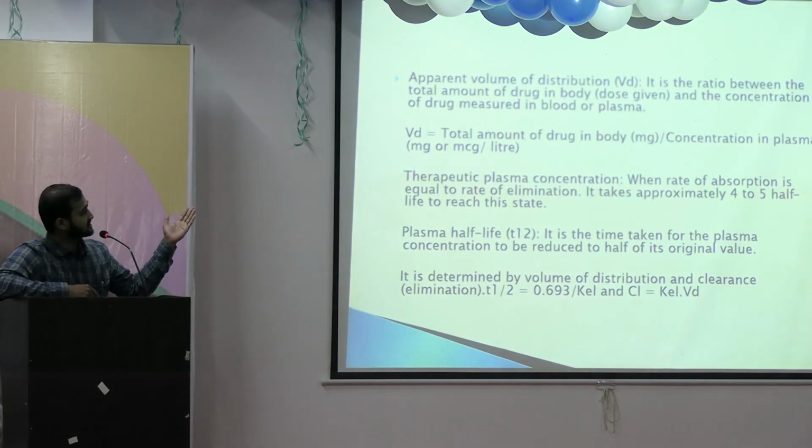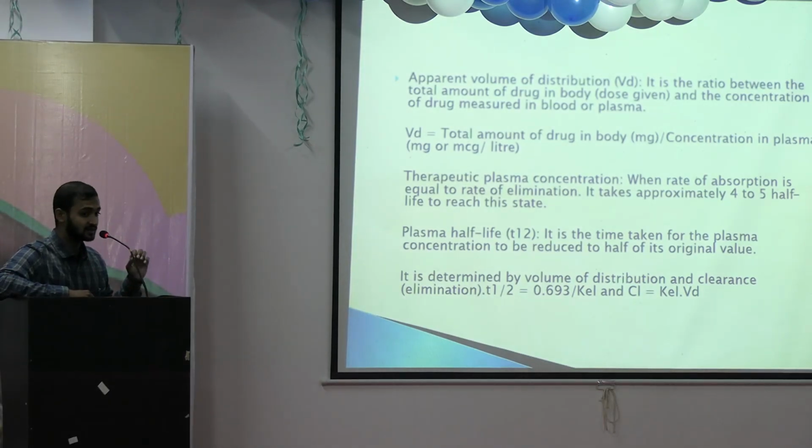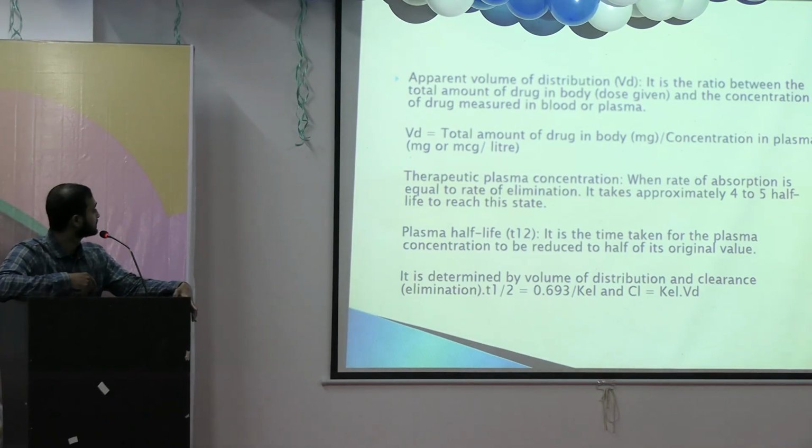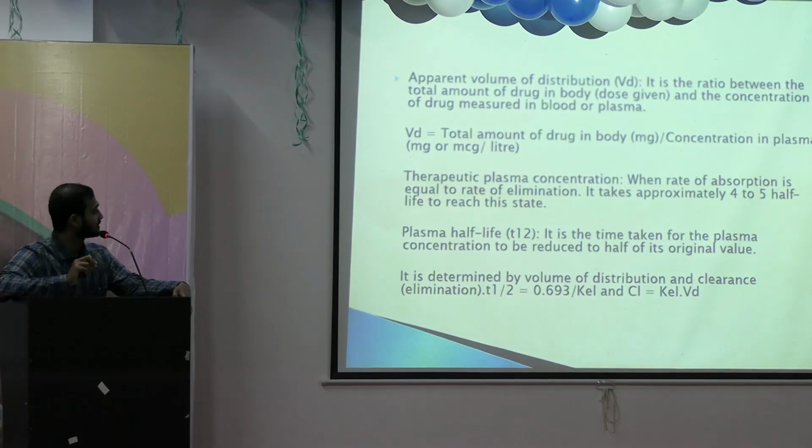So the volume of distribution, as I said, is the ratio between the amount of drug in the body and the concentration of drug which is maintained in the blood, or in the plasma. And what is therapeutic plasma concentration? It is when the rate of absorption is equal to the rate of elimination. So to reach this state, the drug has to complete 4 to 5 half-lives.